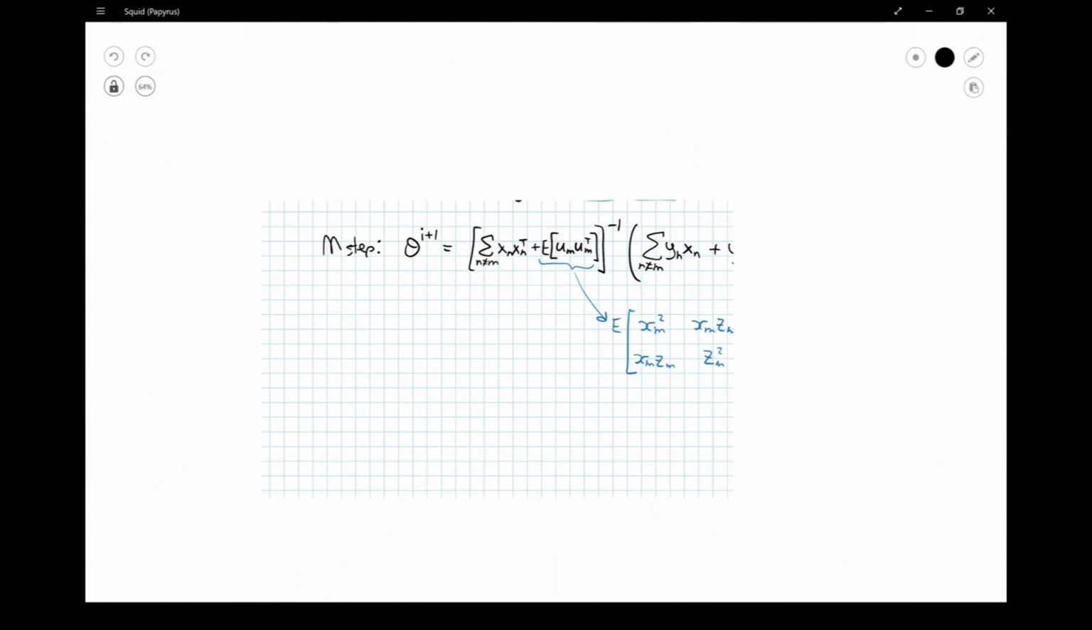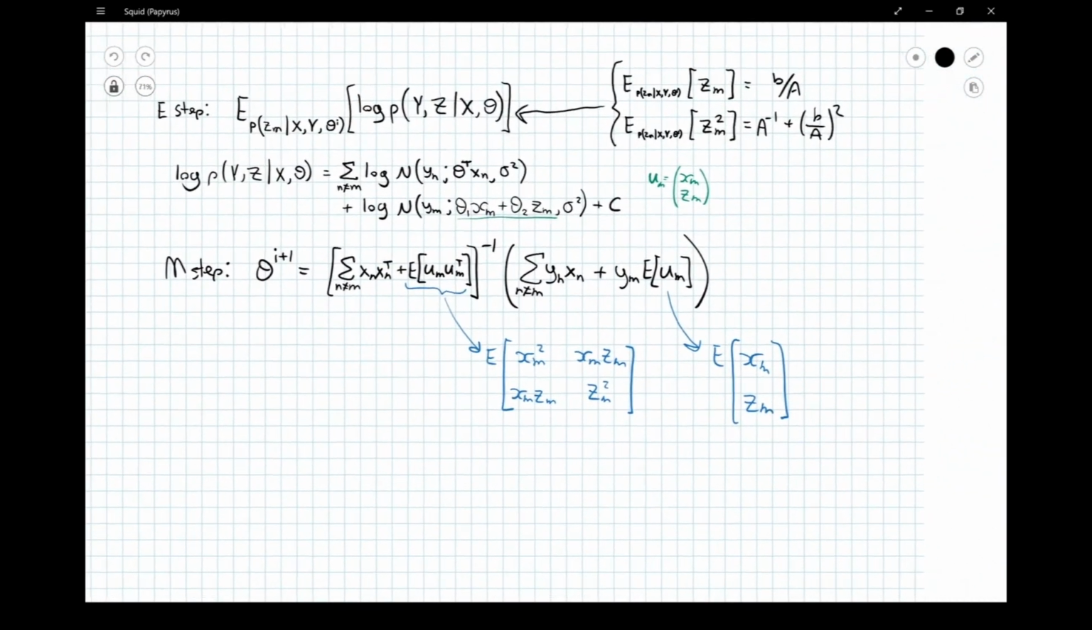So once you've been through all the maths, implementing this thing is actually relatively easy. Your E step, you just need to calculate these quantities, and then when you do the M step, you just set theta i plus 1 equal to this expression here. That's where our expected z's appear. And that's it.